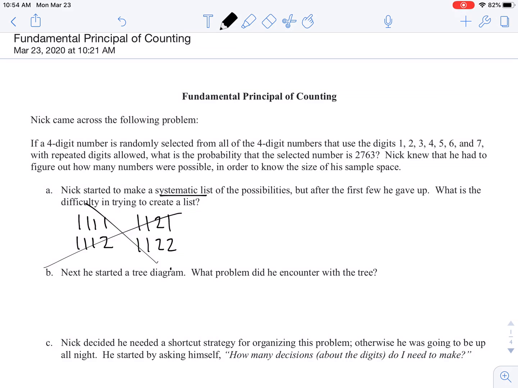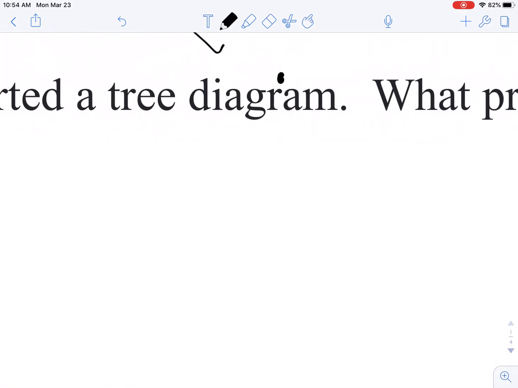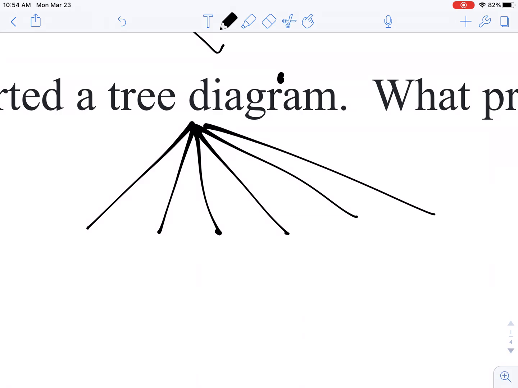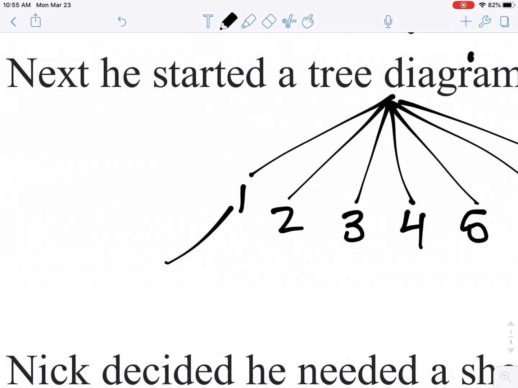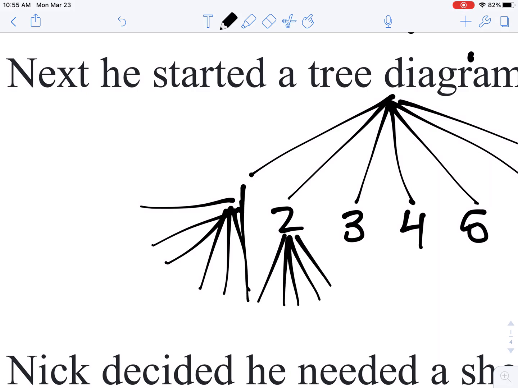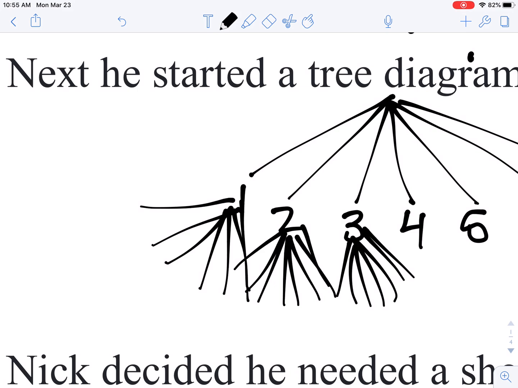Next, he started a tree diagram. And it says, what problem did he encounter with a tree? Well, let's take a look at what a tree diagram would look like. I have 7 choices for my first number: 1, 2, 3, 4, 5, 6, 7. And then for each of these numbers afterwards, I would have 7 more choices. So I would have the numbers 1 through 7 coming off of 1 and 2 and 3. And then I would have another layer below that would have 7 off of each of those.